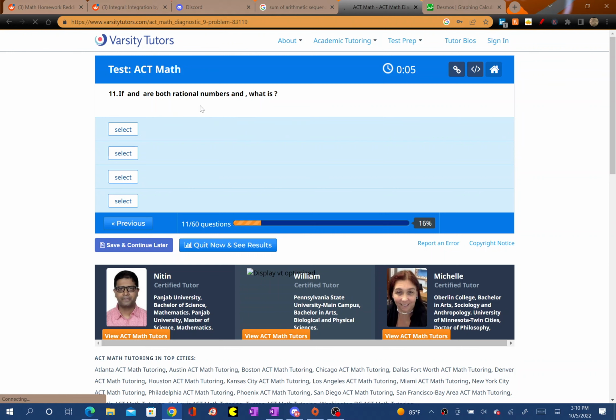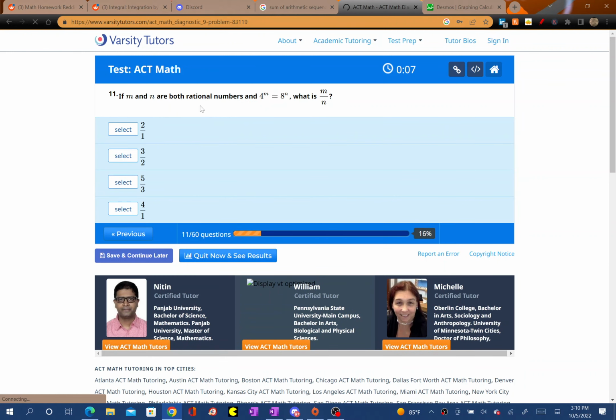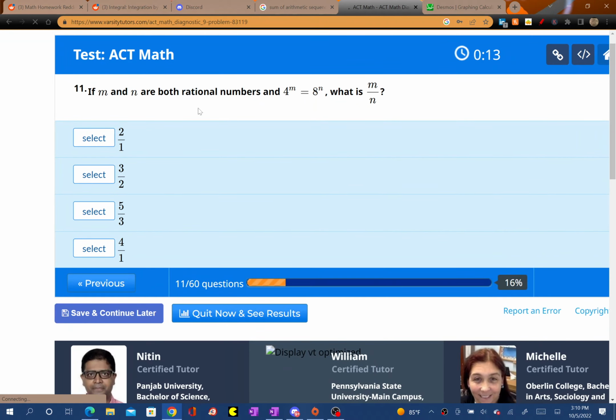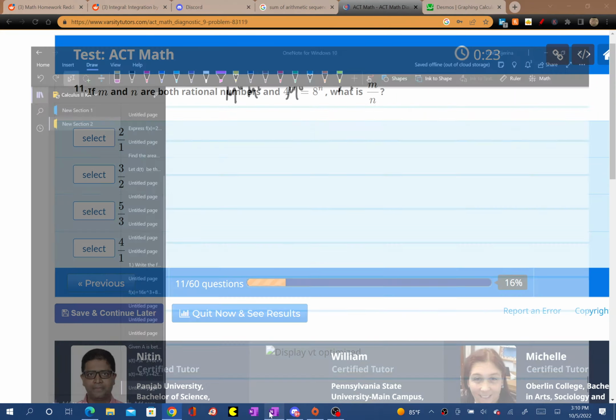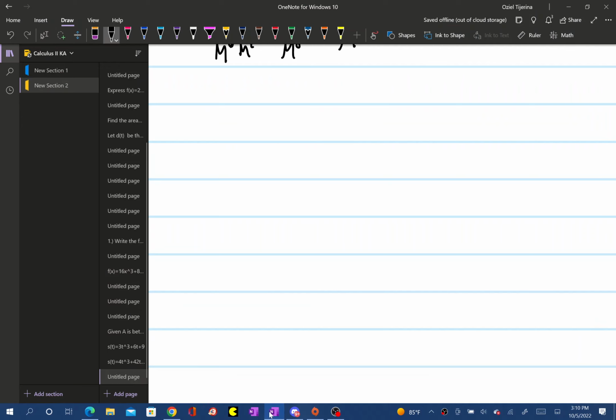And then it says here, if m and n are both rational numbers, and 4 to the m equals 8 to the n, what is m over n? So 4 to the m equals 8 to the n. What is m over n?